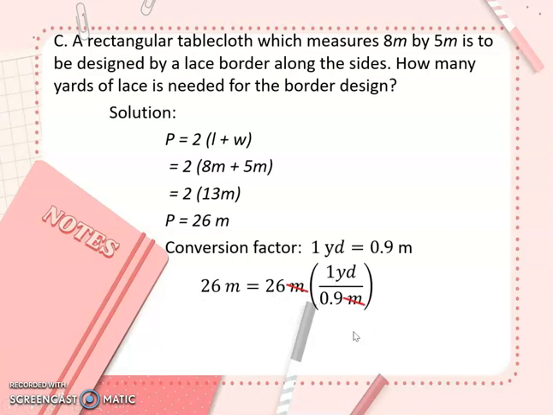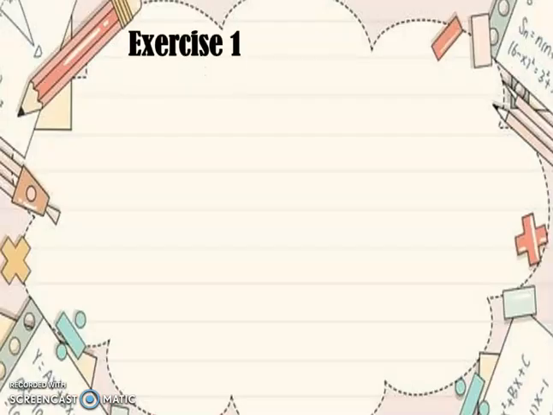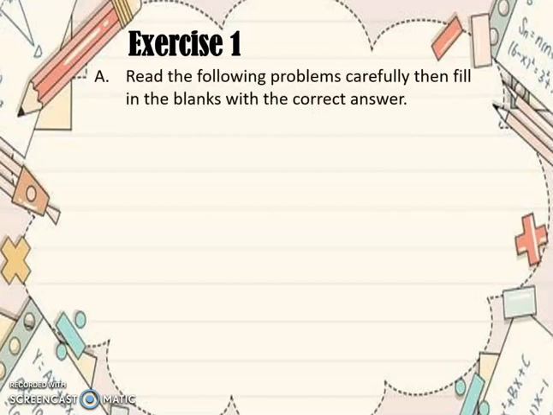So, that cancels out the meter and yard remains. So, 26 times 1 is 26 over 0.9 which gives us 28.89 yard. So, therefore, 28.89 yards of lace is needed for the border design of the tablecloth. So, that is it if we solve using the perimeter, since the given is a rectangular cloth. Okay. So let's have now the exercise or the exercises.